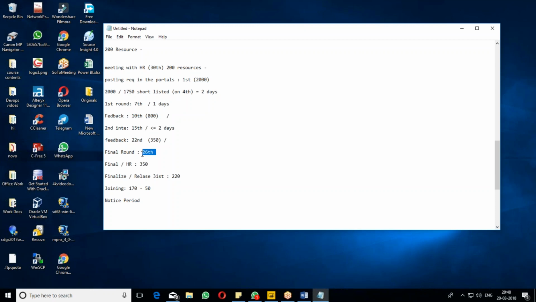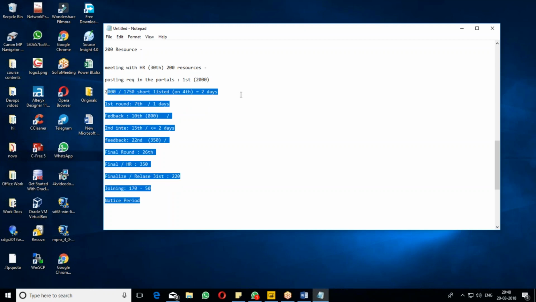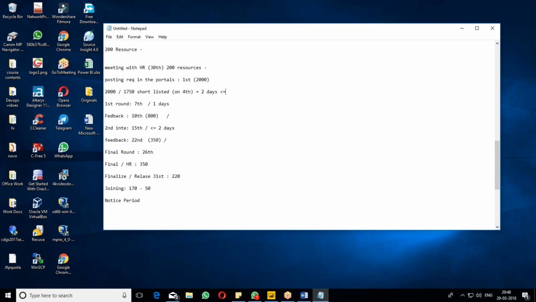No. The whole interview process, whatever these people have done where they have taken 30 days, should happen within less than or equal to 5 days. Within the 5 days, they have to release the offer. Then only they can get the exact number of resources that they wanted. Otherwise, they cannot. This is what they're supposed to do.